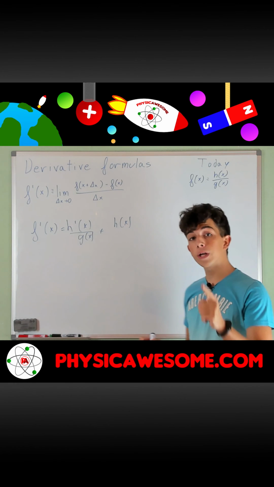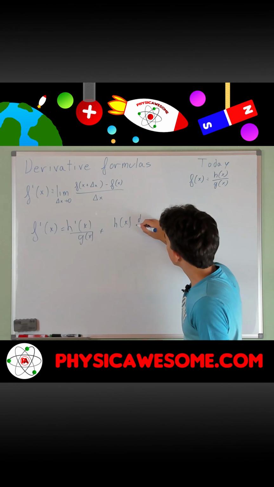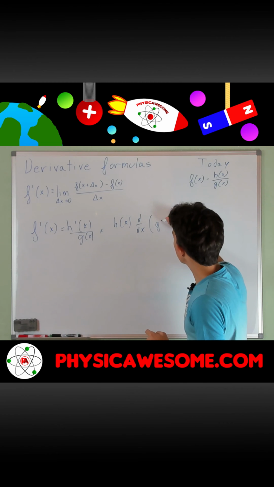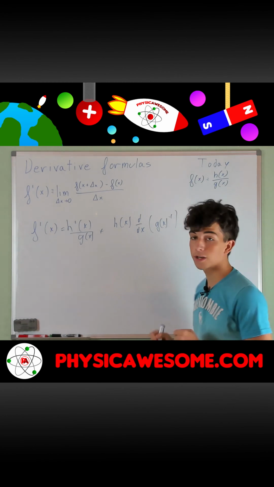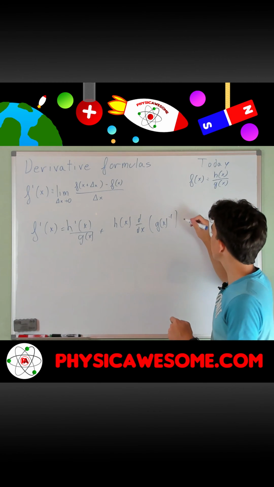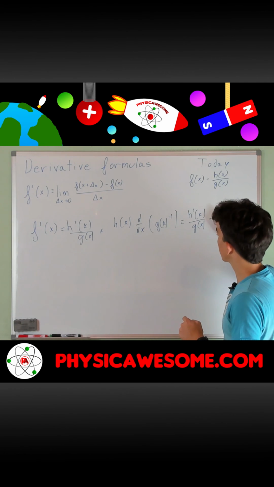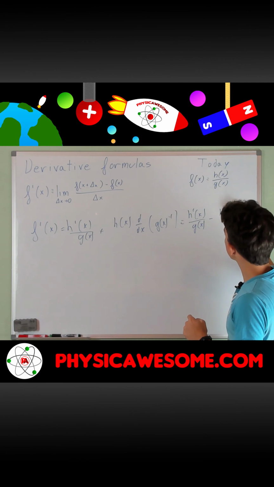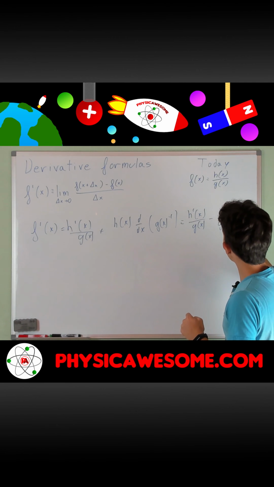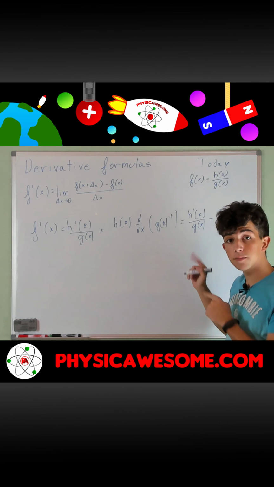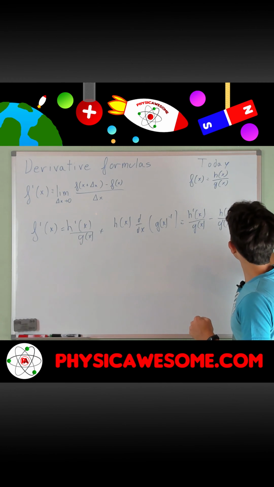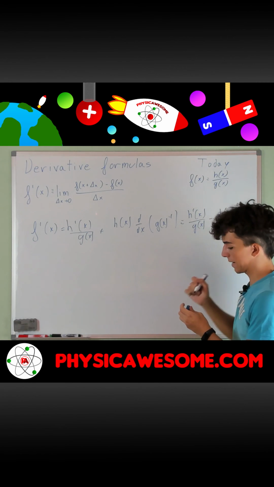We know that this is equal to d/dx of g of x to the minus 1. And we know that the derivative of that is, let's rewrite everything we had from before, minus 1 over g of x squared times the derivative, which is g prime of x.